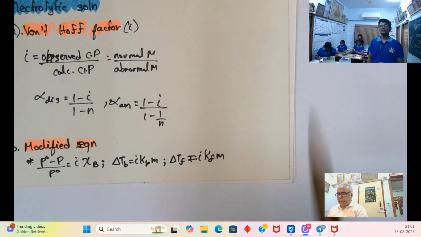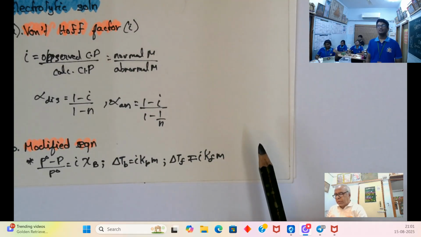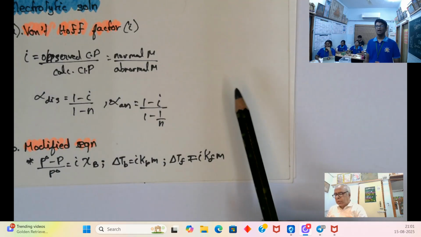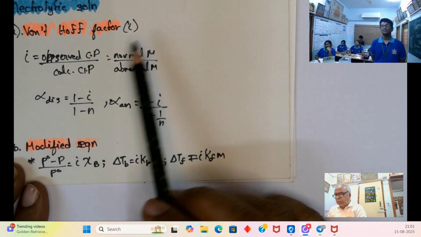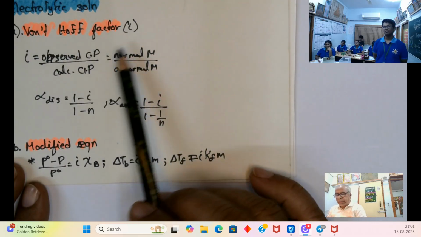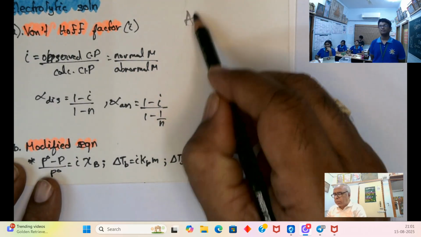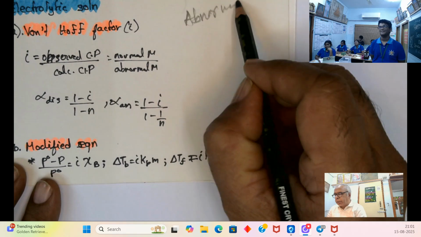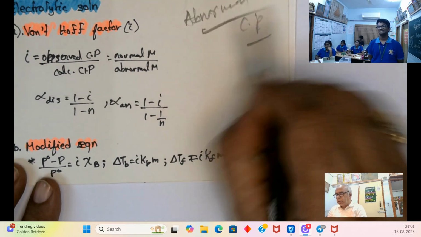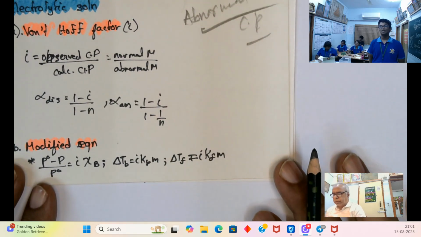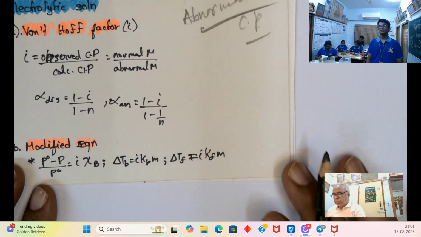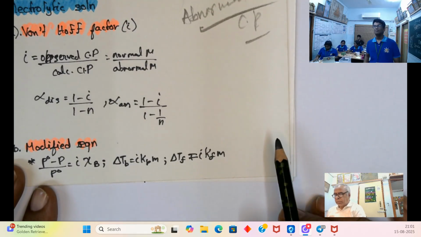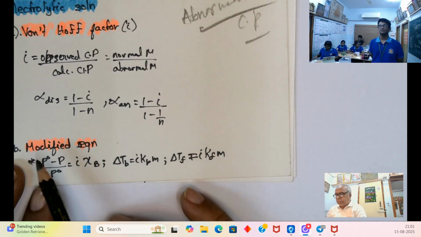Electrolytic solution. In that we are going to see the van't Hoff factor, represented as i. It is applied with regard to the concept of abnormal colligative property. You must write that one: abnormal colligative property. So i is equal to observed colligative property by calculated colligative property, which is equal to normal molar mass by abnormal molar mass.